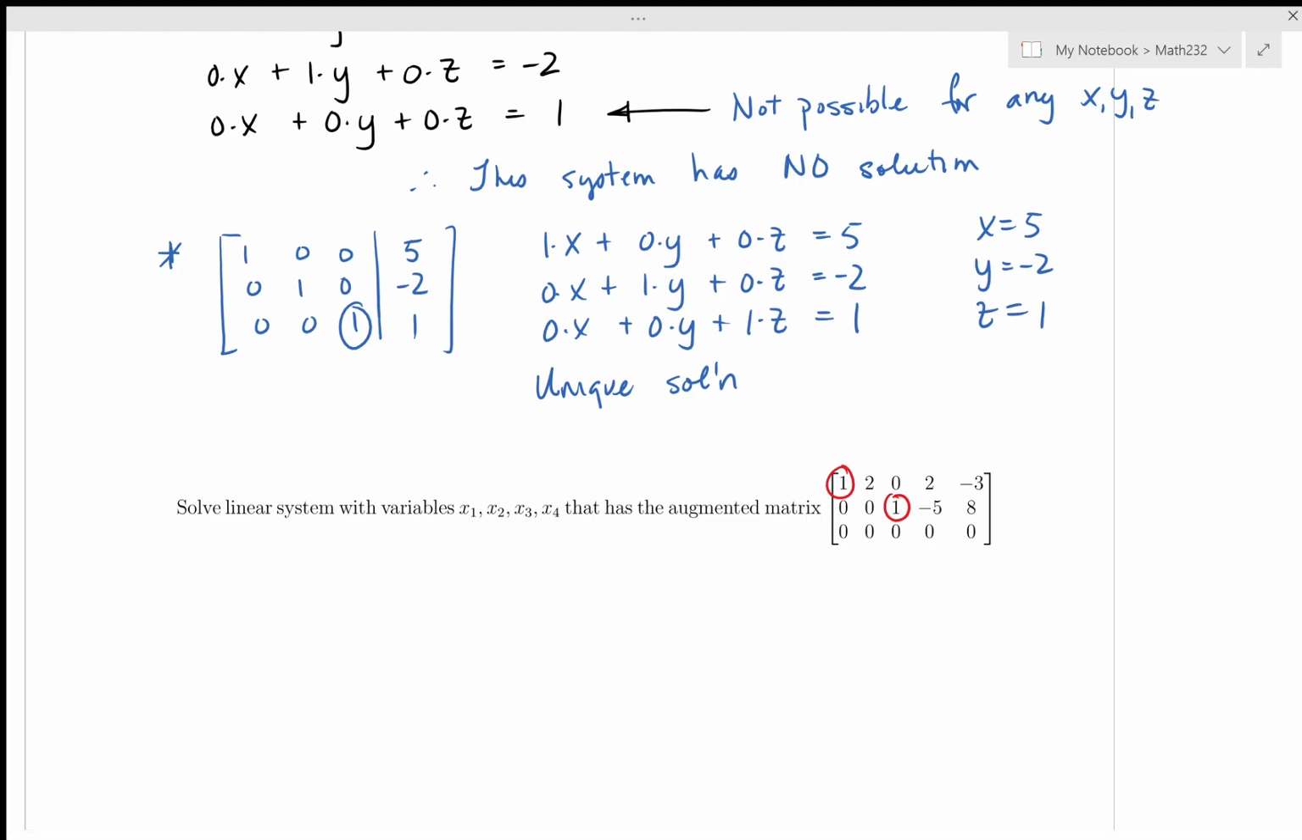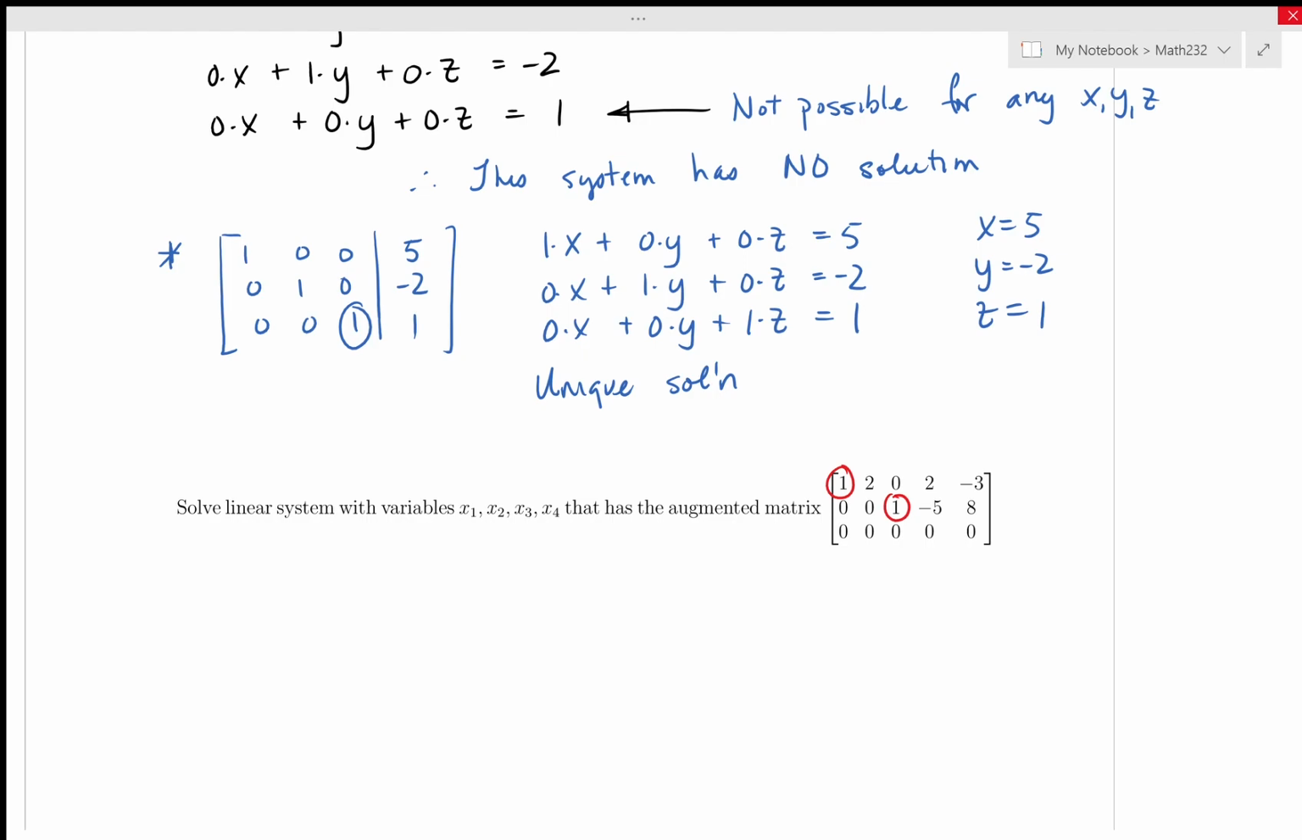I see that there are zeros in the columns that have leading ones elsewhere. So this indeed is in reduced row echelon form. Let me write out the equations in the same way. I'm not going to always do this, of course, but just as we're getting used to doing this. Sorry about that.